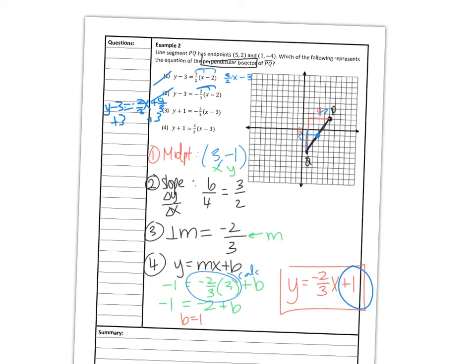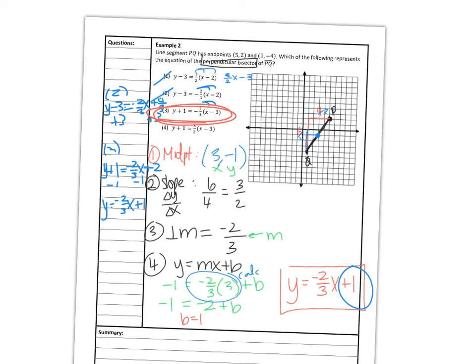Choice 3, let's try it out, because that would give me a negative 2/3, so that was choice 2 up here. Choice 3 would give me y plus 1 equals negative 2/3 x plus 2. When I subtract 1 away, that gives me y equals negative 2/3 x plus 1. So number 3, choice 3, is the big winner.